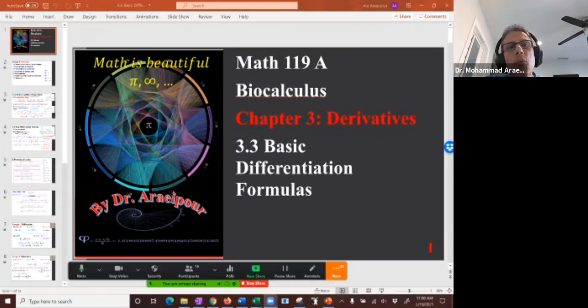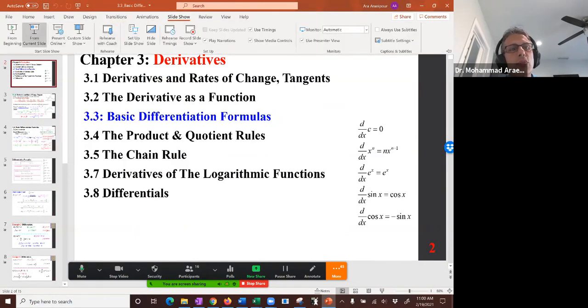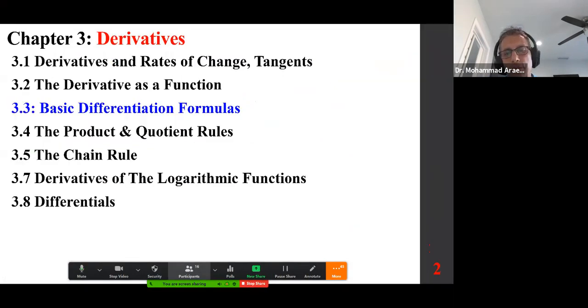So we are looking at section 3.3, basic differentiation formulas. We already have covered the first two sections, derivatives and rates of change, and the derivative as a function. So we're going to move on from here on.